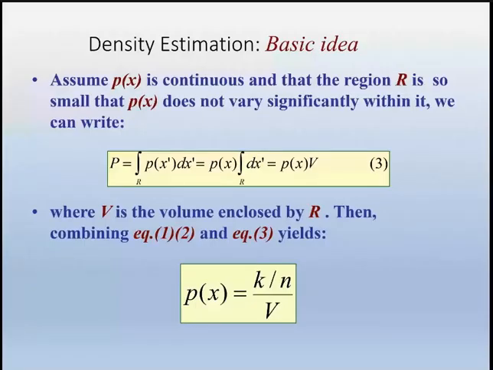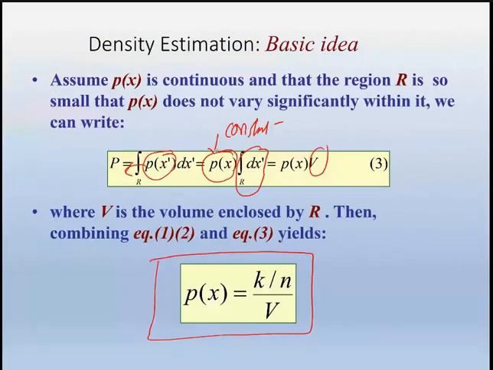So assume p of x is continuous and that the region R is so small that p of x does not vary significantly within it. We can write the earlier equation number 1 by bringing this p of x out of the integration, as I assume now this as constant for a small region. Then this is my volume simply. Okay. So finally we get the same equation we started with.